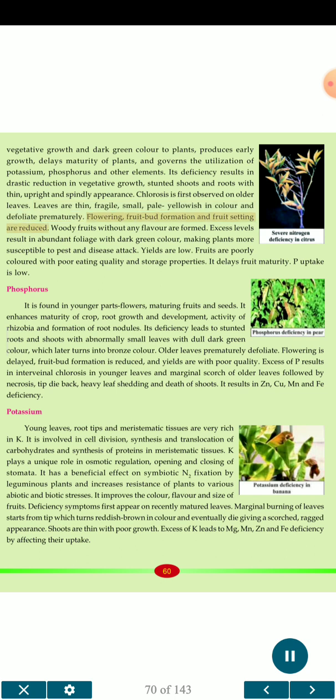Flowering, fruit bud formation and fruit setting are reduced. Woody fruits without any flavor are formed. Excess levels result in abundant foliage with dark green color, making plants more susceptible to pest and disease attack. Yields are low. Fruits are poorly colored with poor eating quality and storage properties. It delays fruit maturity. P uptake is low.